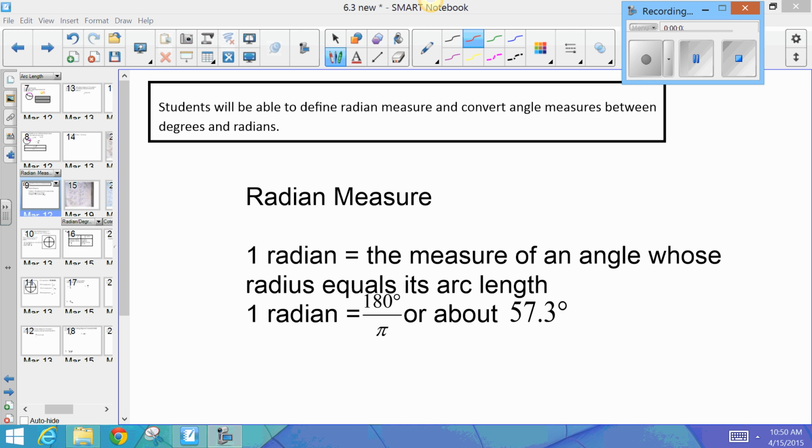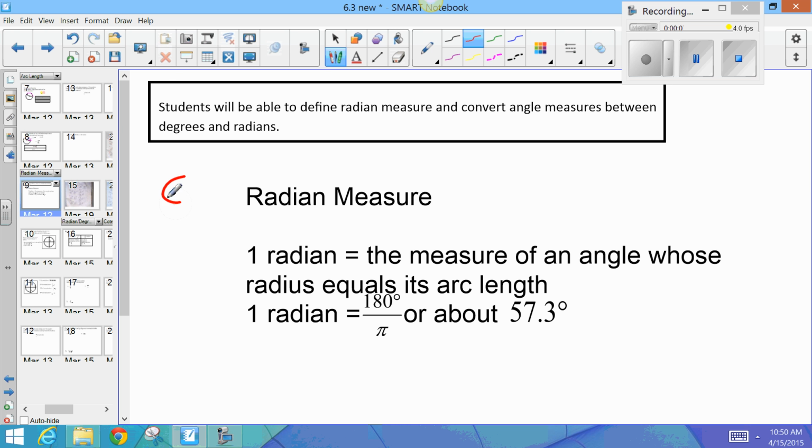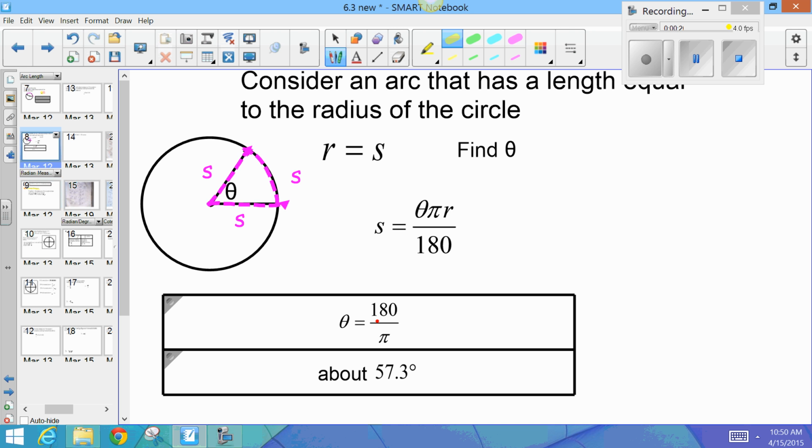Okay, this is pre-calculus, notes on section 6.3, radian measure. All right, here we go. In the previous video, let me see if I can find it. All right, this is the ending of the previous video.